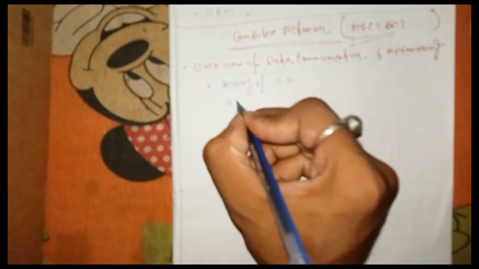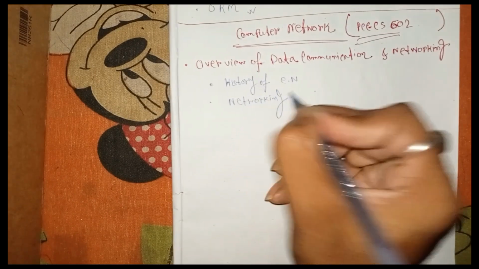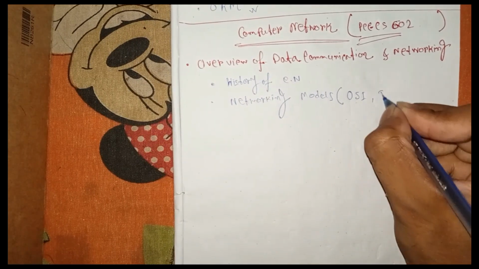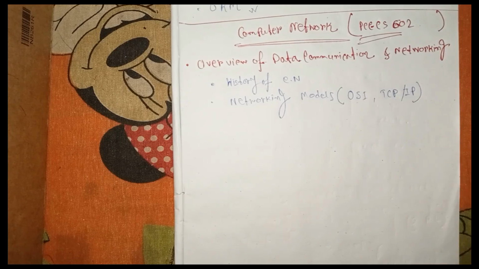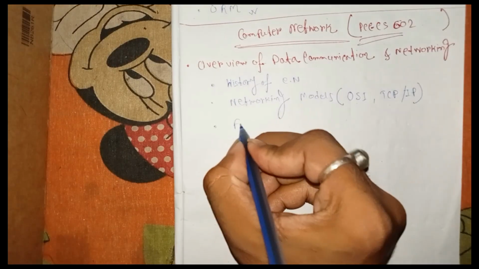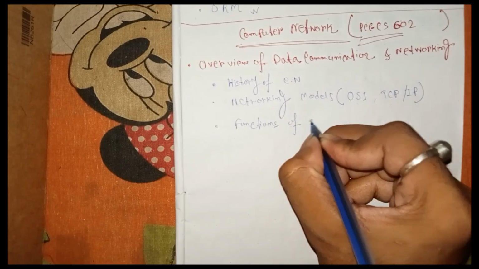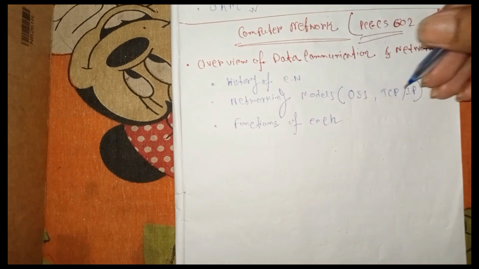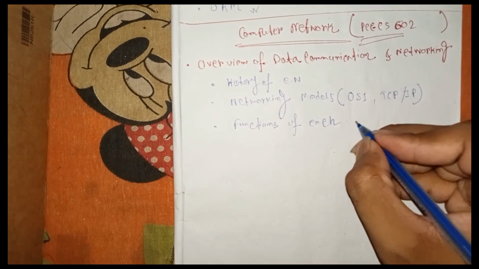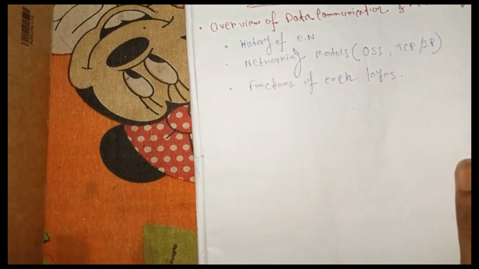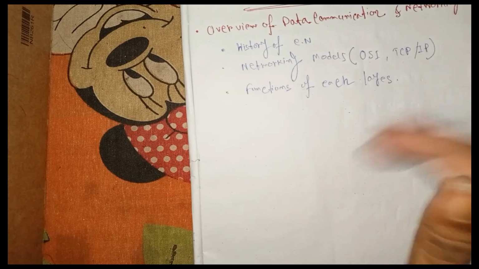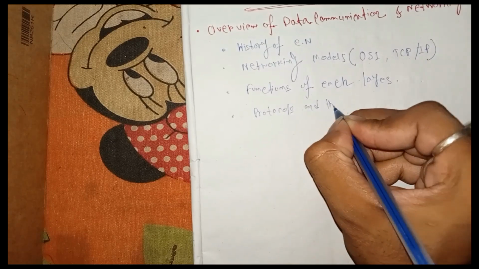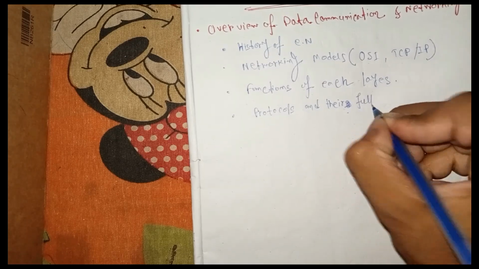Some networking models are very important, like OSI and TCP/IP, and the functions of layers. You need to learn the functions of each layer, because in the previous examination the physical and data link layers were asked for their functionality and contribution in the OSI model. And also protocols and their full names.